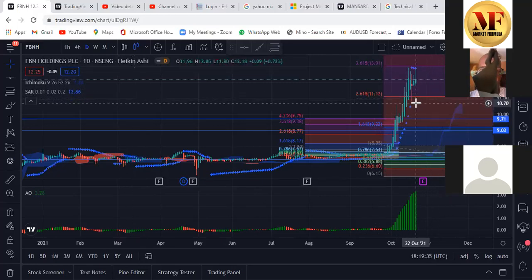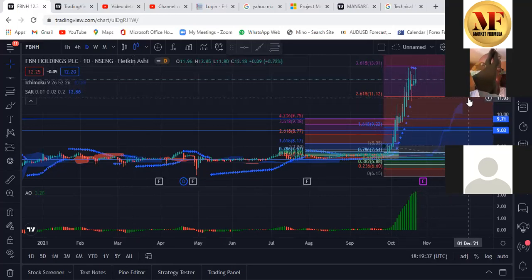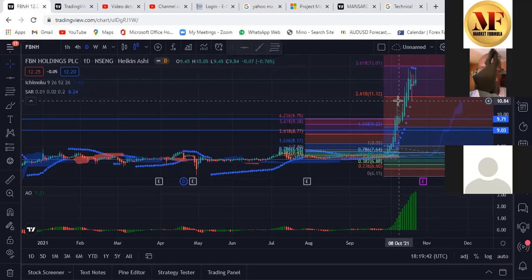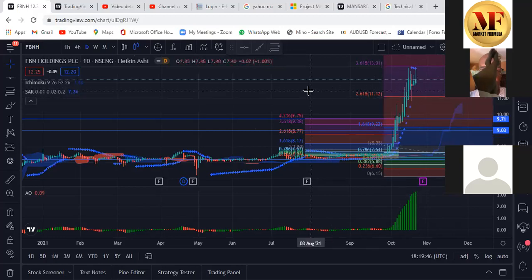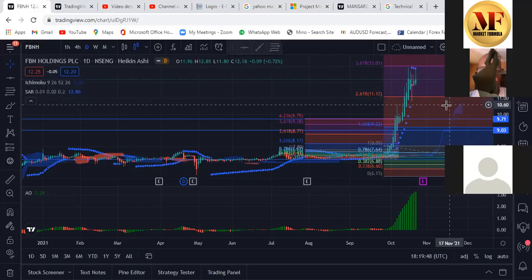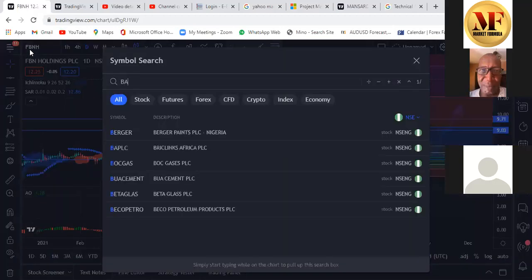But currently, what I'm seeing on this chart is that this price is still going up. You can go and find out why. The fundamental will tell you why. But as a technical analyst, I'm looking at the chart and I'm telling you that this price is still going up. Let's look at another bank.